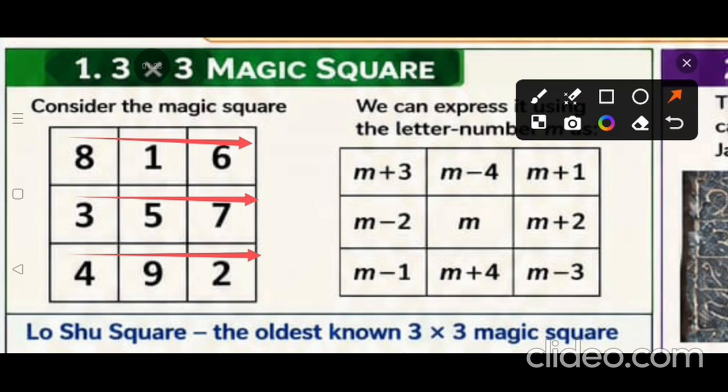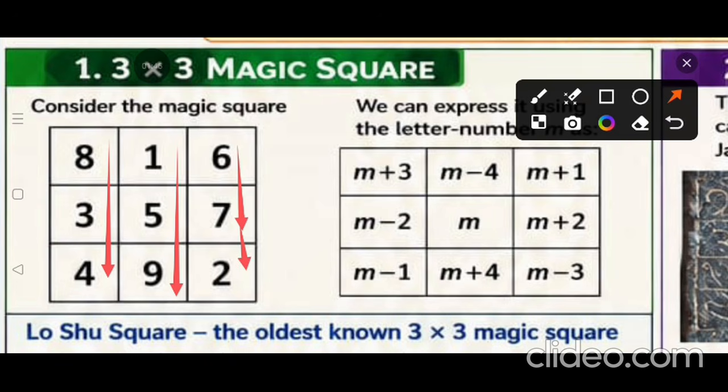Now, if we check the sum for the columns, 8 plus 3 plus 4. 8 plus 3, 11. 11 plus 4, 15. 1 plus 5, 6 plus 9, 15. 6 plus 7, 13. 13 plus 2, 15. So here in every row, every column, the sum is 15.